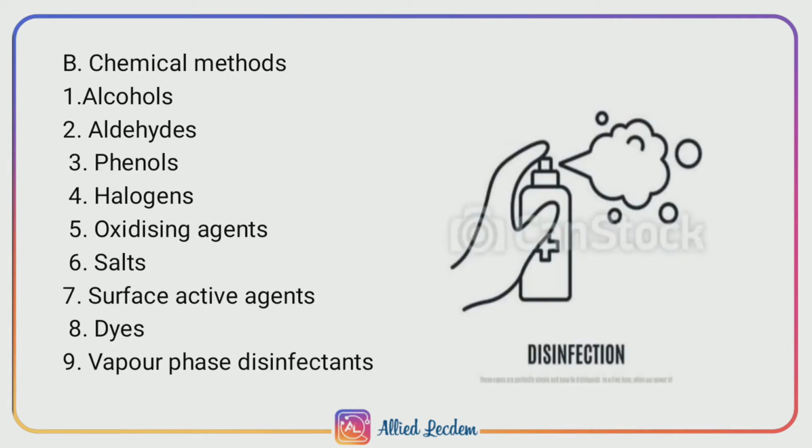Chemical methods. By this method, sterilization can be achieved by using disinfectants or any chemical agents. This includes alcohols, aldehydes, phenols, halogens, oxidizing agents, salts, surface active agents, dyes, and vapor phase disinfectants.